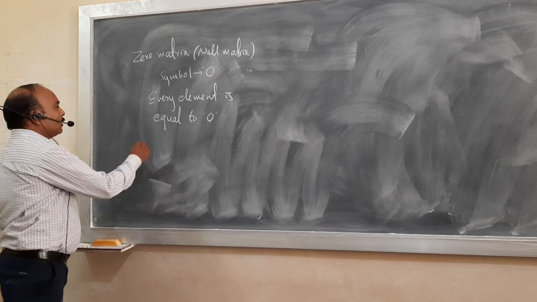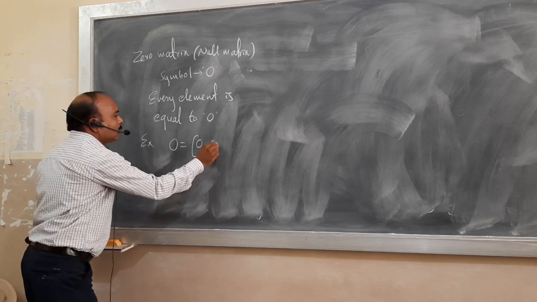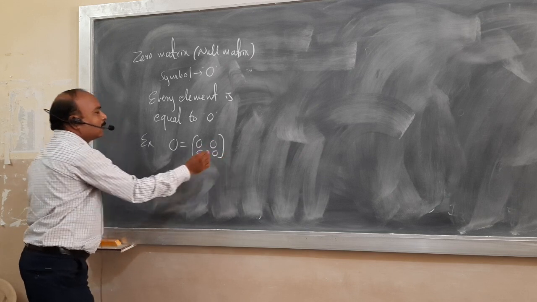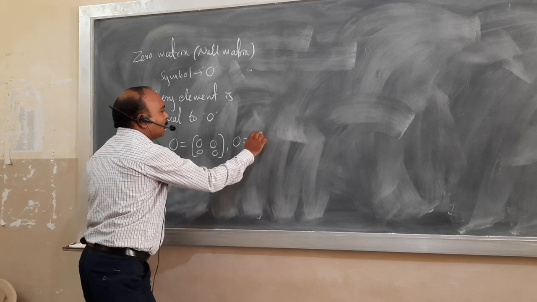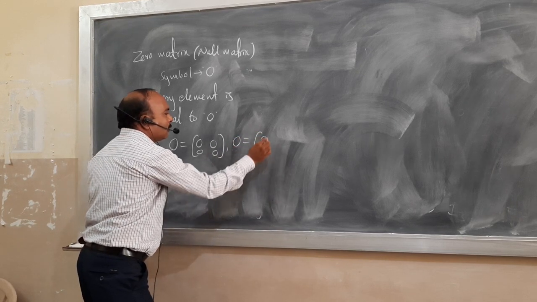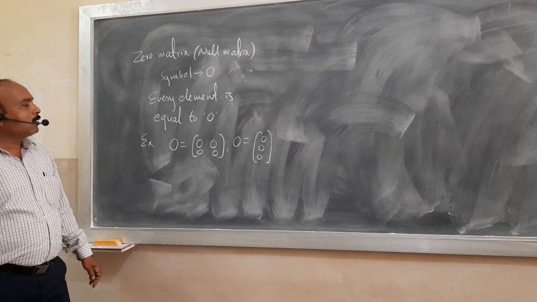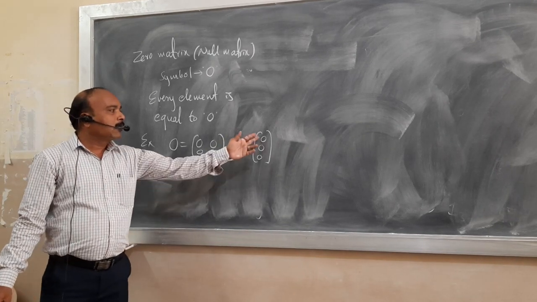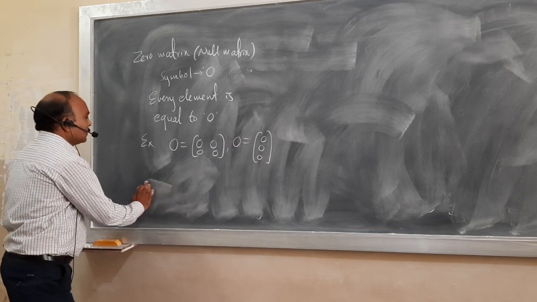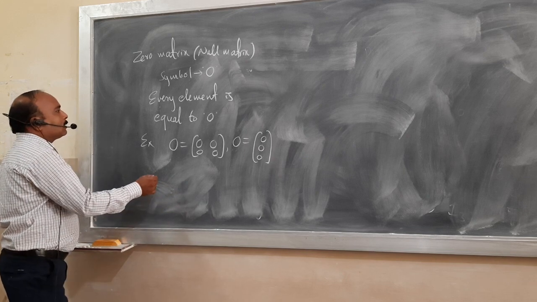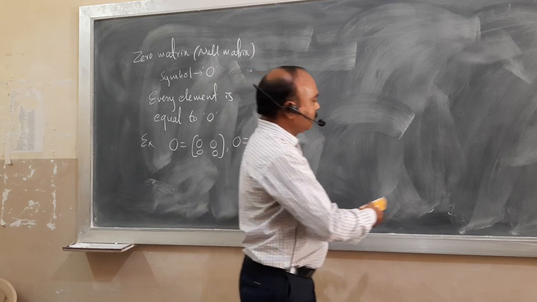Example, if we consider O equal to [0, 0; 0, 0], it is a zero or null matrix. Another example, [0, 0, 0]. It is also a zero or null matrix. They have different orders. One is of second order, the other is of order 3 by 1. Next, we discuss some examples on this.